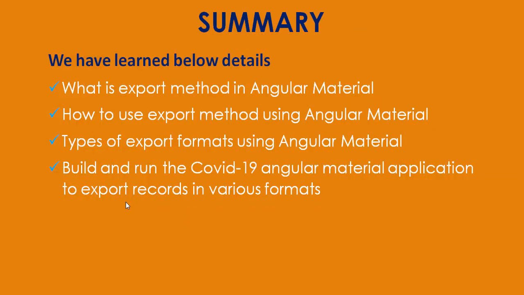And the summary of today's session is that we have learned the following. We described the methods in Angular Material for exporting records, how to implement the export method using Angular Material, and how many types of export formats there are using Angular Material, that is Excel, CSV, JSON and text. We built and ran the COVID-19 Angular Material application to export records of COVID-19 reports in various formats.